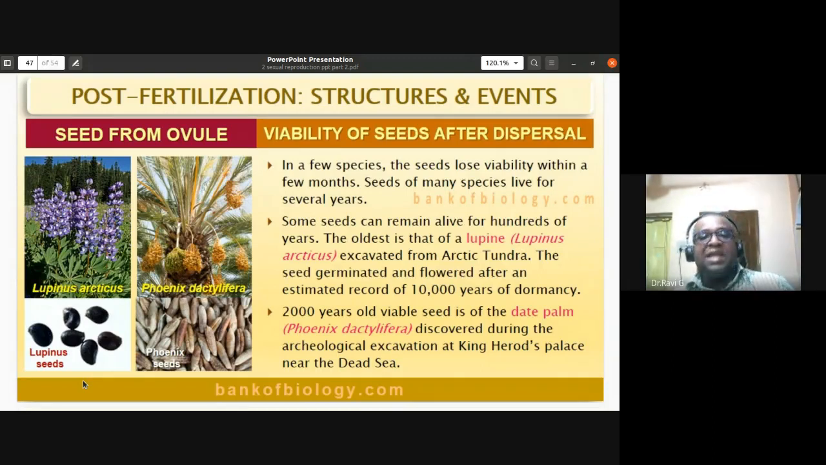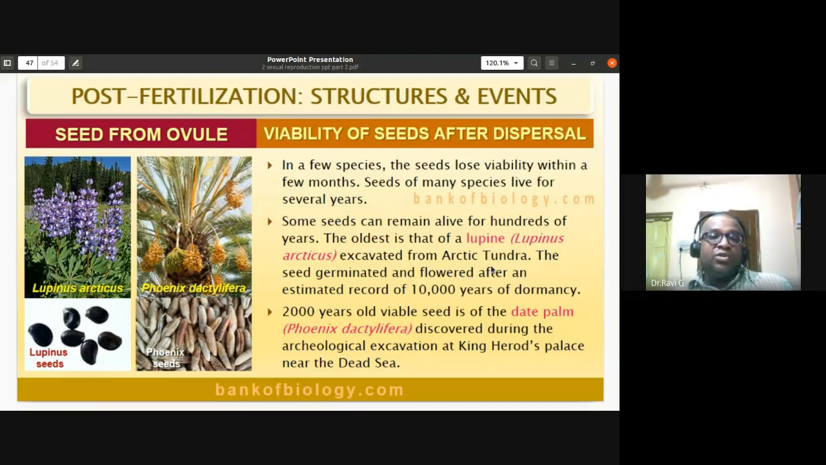So there are some examples. Some seeds can remain alive for hundreds of years. The oldest is that of a lupine, the Lupinus arcticus. It was obtained from the Arctic region. It has remained alive for 10,000 years. So they have excavated the seed from the Arctic tundra, the oldest lupine, Lupinus arcticus.